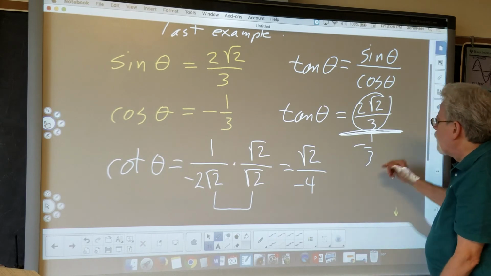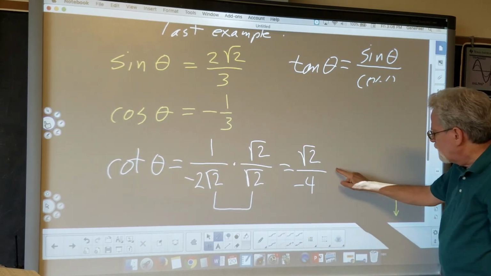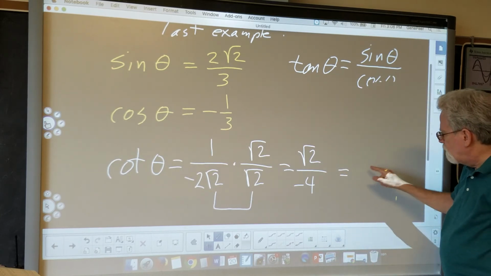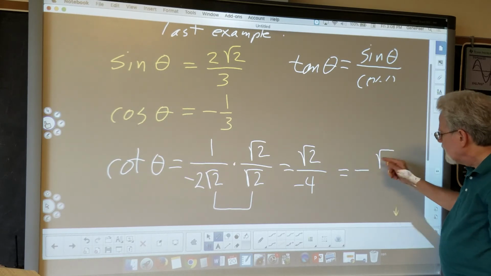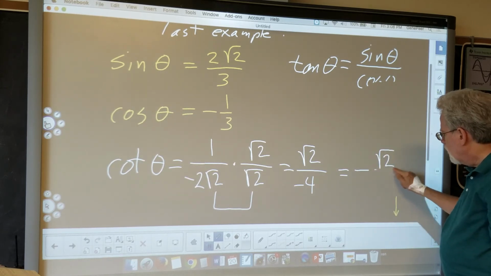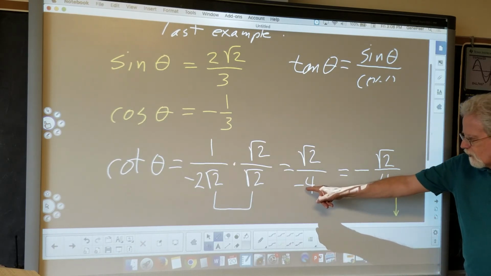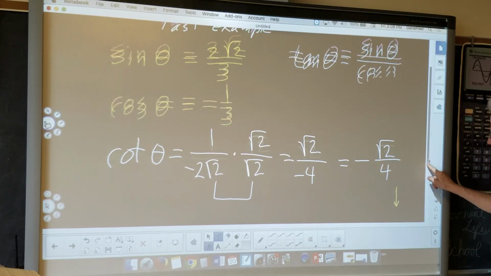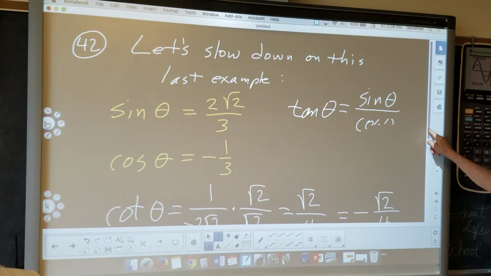Now that's poor form. We don't like to leave that negative in the denominator. Sometimes we just leave negatives in the numerator. Sometimes we put it on the side. It's best to put it on the side. So we have a negative square root of 2 over 4 as the best form. This is very poor form, but it's technically correct. This is much better form. And that's cotangent.